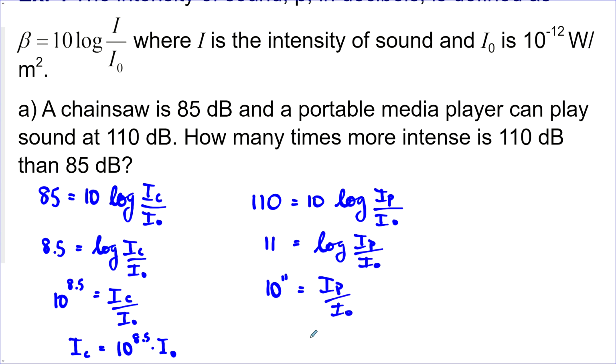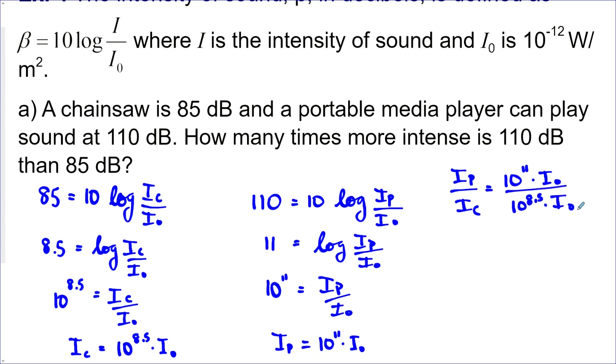And then multiply both sides by I naught, and we get the intensity of sound for a portable music player is equal to 10 to the power of 11 times I naught. Now to find how many times more intense 110 is than 85, we're going to take this one and divide by the intensity of the other one, the chainsaw. So this will be 10 to the power of 11 times I naught, and this will be 10 to the power of 8.5 times I naught. And the I naughts cancel, and that's why I never needed them anyways.